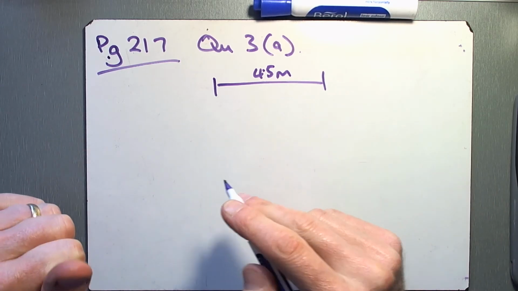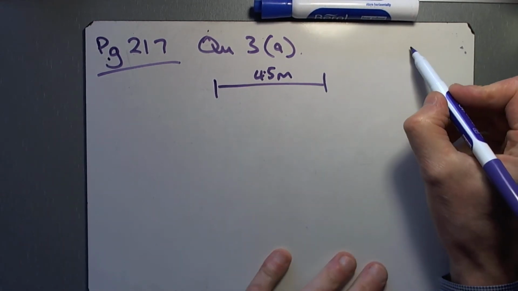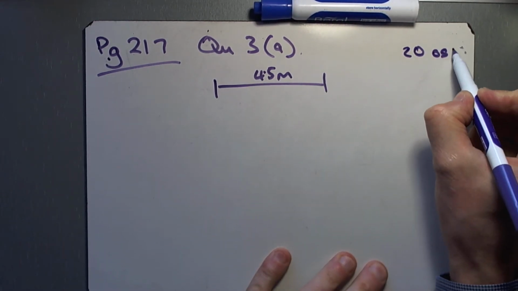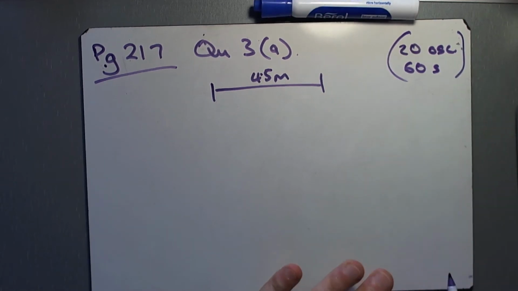Now, the question says we've got two fishing floats, a distance of 4.5 meters apart. So we're going to draw some floats, and they're 4.5 meters apart. The floats are bobbing up and down 20 times a minute, so we'll come back to that. So 20 bobs, 20 oscillations in 60 seconds. We'll come back to that in a minute.